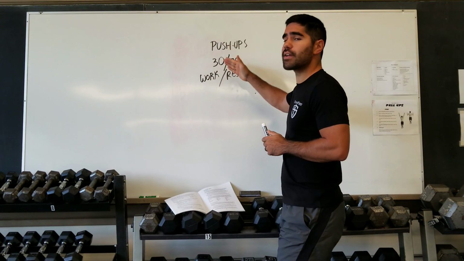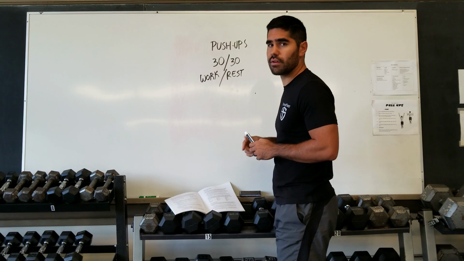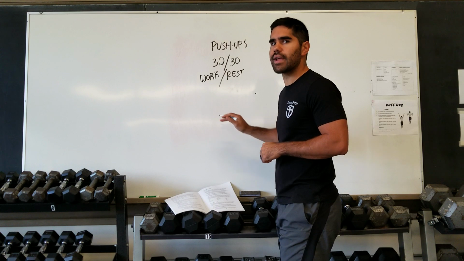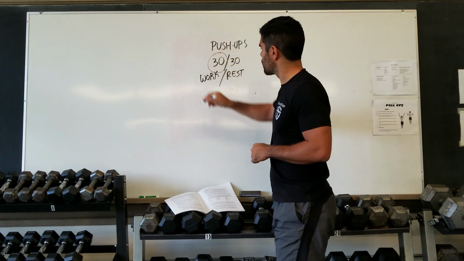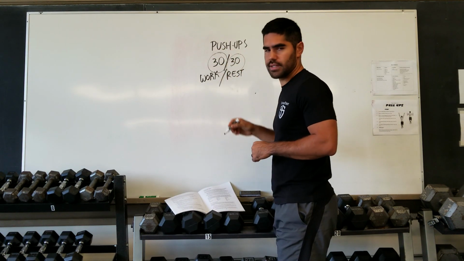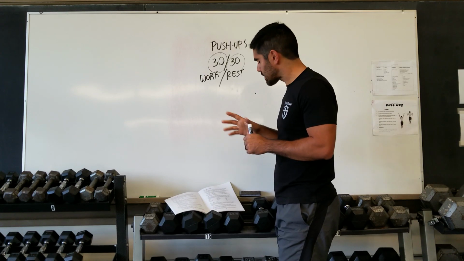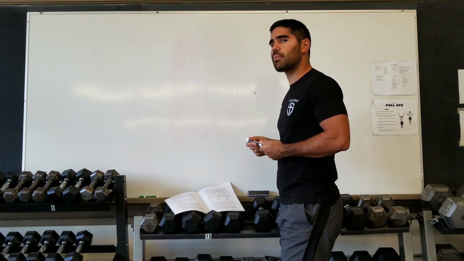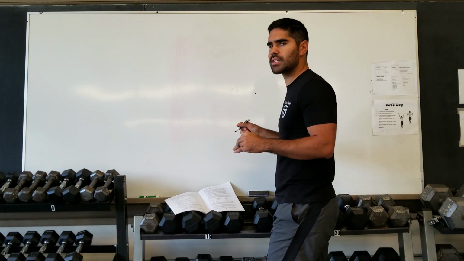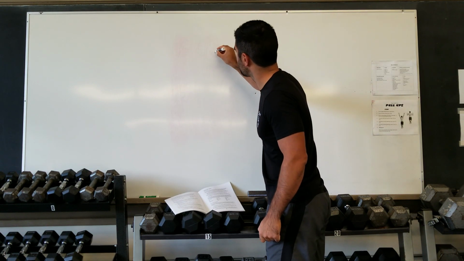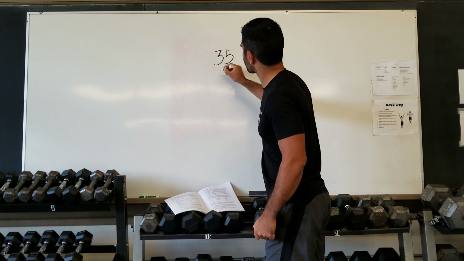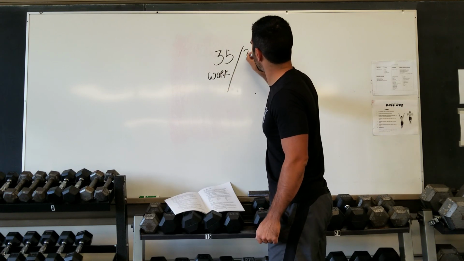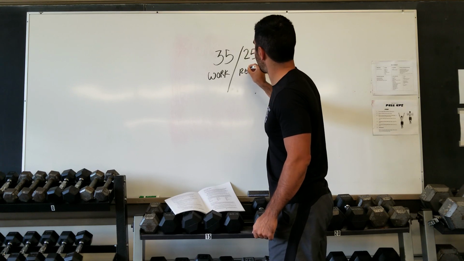That would mean that for every exercise in this workout, I'm going to do 30-30. So for my push-ups, for my squats, for my rows, for my deadlifts, for every exercise, I'm going to work for 30 seconds, and then I'm going to rest for 30 seconds. Okay? That's kind of like your entry level, 30-30. Now maybe you're someone who's exercised a bit, or you're an intermediate exerciser. Maybe you're going to do 35 seconds of work, followed by 25 seconds of rest.